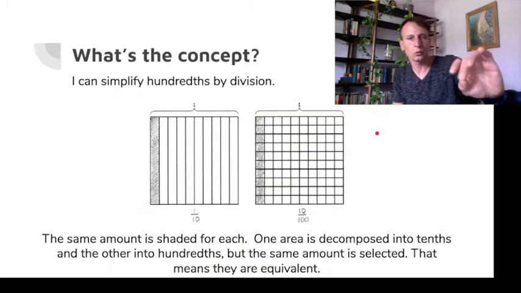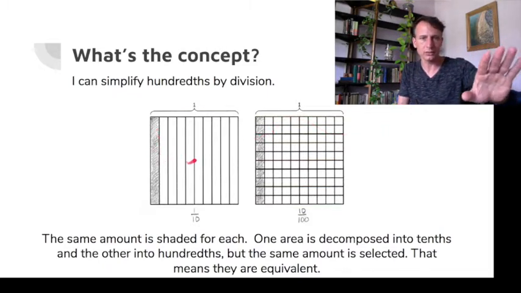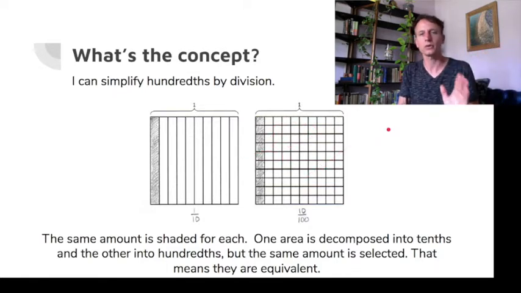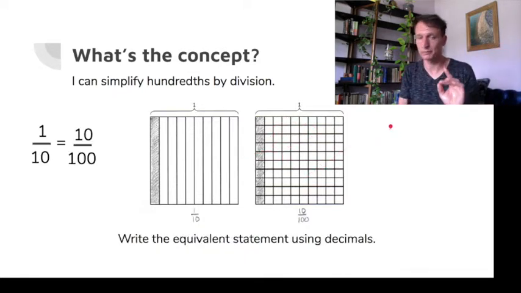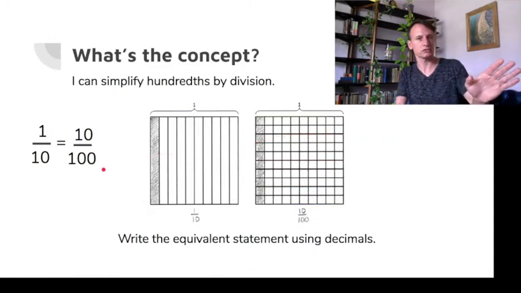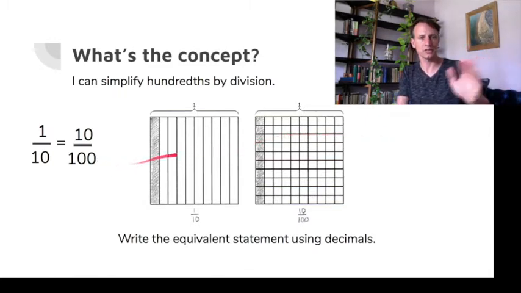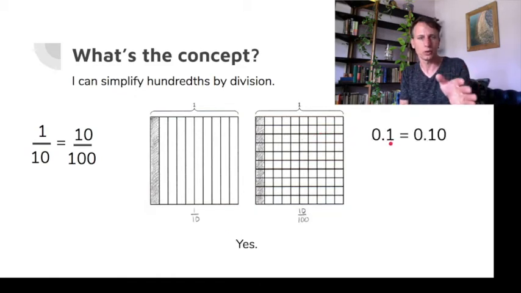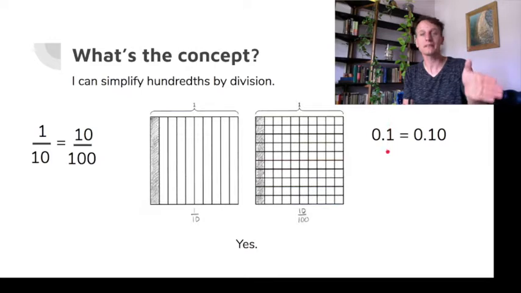So one area over here is decomposed into tenths, and this one into hundredths, but it's the same, they're equivalent. Key point. All right, now, there it is in fraction form. 1/10 equals 10 hundredths. We see it here in the area model as well. 1/10 in decimal form equals, read the number, 10, what place are we in? Hundredths. 1/10 equals 10 hundredths.